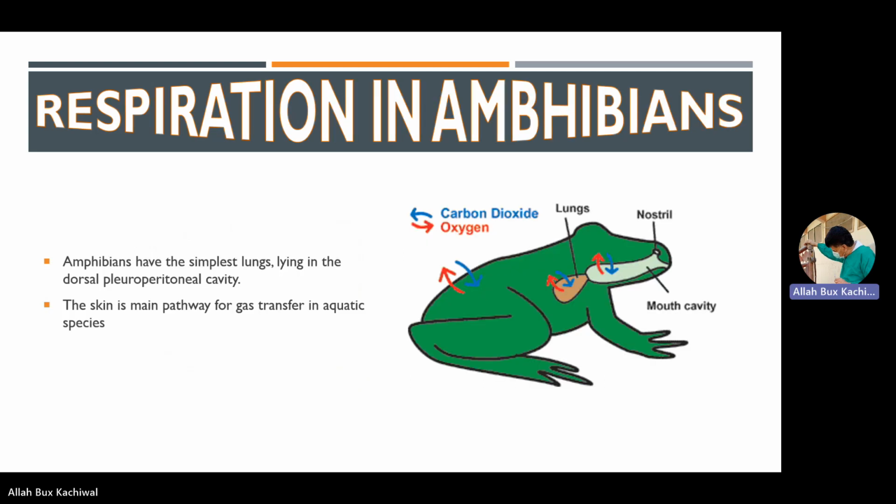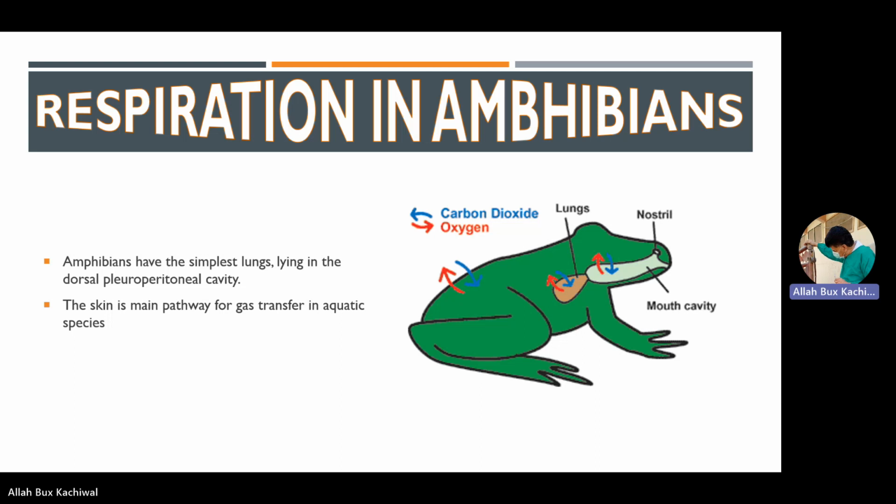The respiration in amphibians: the amphibians have simple lungs lying in the dorsal peritoneal cavity. The skin is the main pathway for gas transfer in the aquatic species. So the carbon dioxide and the oxygen are being exchanged through the skin or through the lungs, and they have a normal mouth and the nostrils.